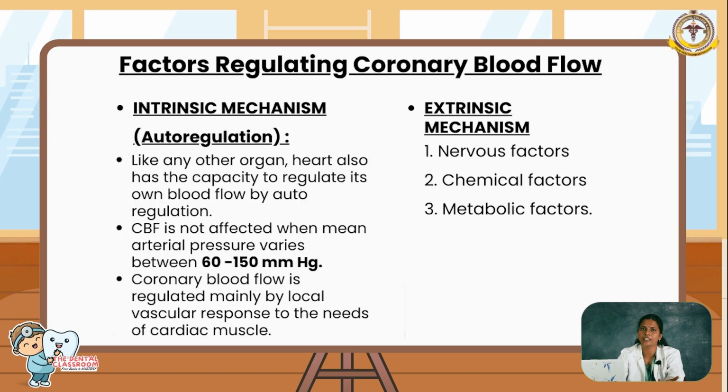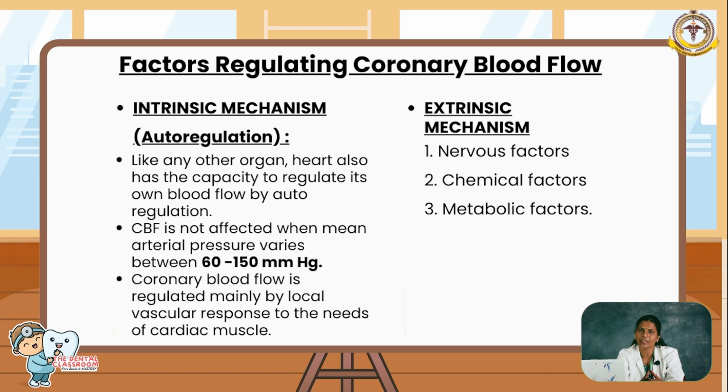What are the factors affecting your coronary blood flow? Autoregulation. Autoregulation is the ability of an organ to regulate its own blood flow, whatever fluctuations there are in the BP. The autoregulated set point for the heart is 60 to 150 mmHg. So whatever the BP fluctuates between 60 to 150 mmHg, the coronary blood flow is not going to get affected. It can be maintained at about 225 ml for the heart.